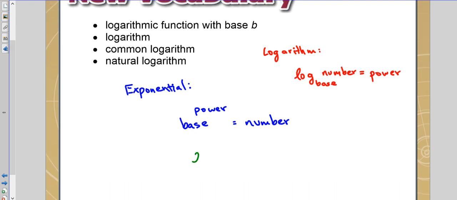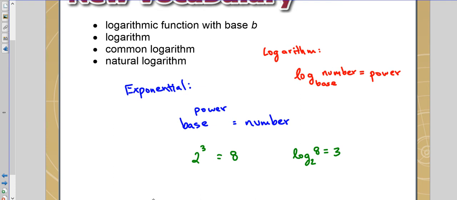If our base was 2 and we raise it to the third power, that was 2 times 2 times 2. We know that would equal the number 8. So here our base is 2, our power is 3, our number is 8. Well, if I wanted to change it to a log, that would mean log, with my base down low, which is 2, of the number, which is 8, will equal 3.